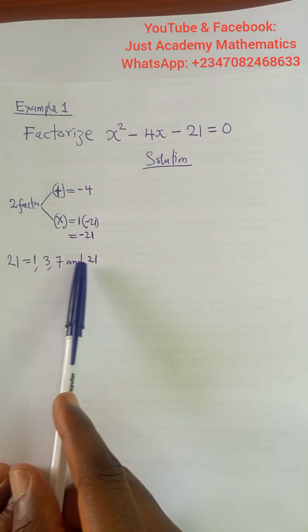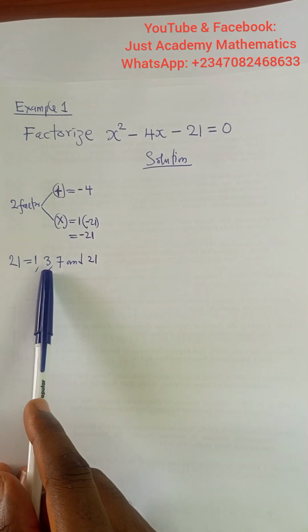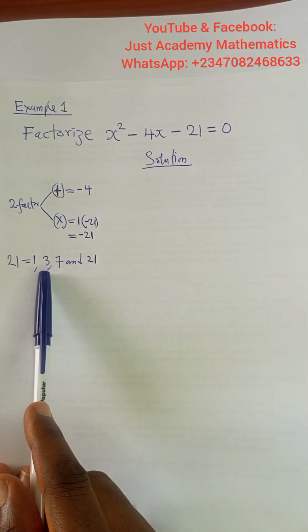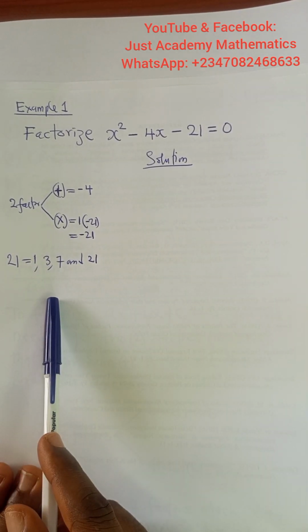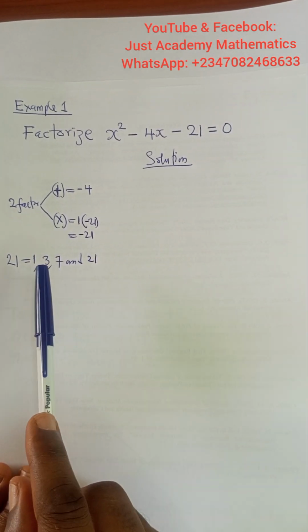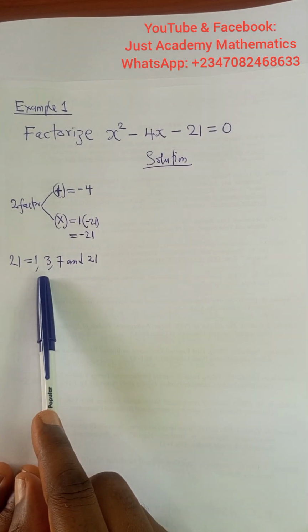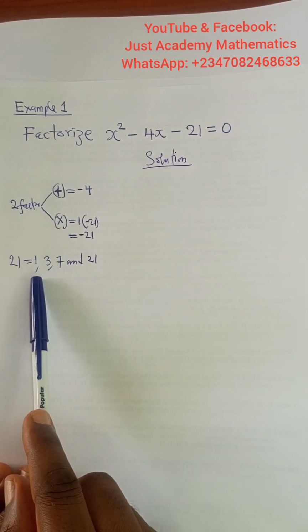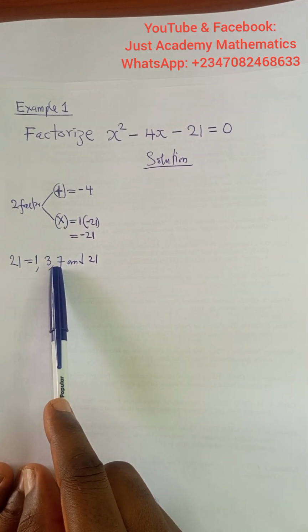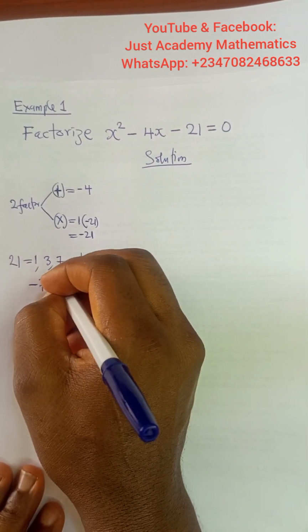There is no way I can add 21 and 3 to give me 4. The only two numbers I can add or subtract to give me 4 are 3 and 7. So already I know that the two numbers are 3 and 7. So the question now is, is it going to be plus 3 minus 7, or minus 3 plus 7, or minus 7 minus 3? Now, it has to be what? It has to be minus 7 and plus 3.